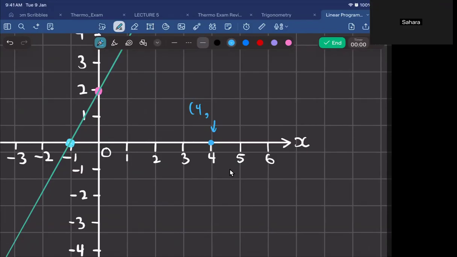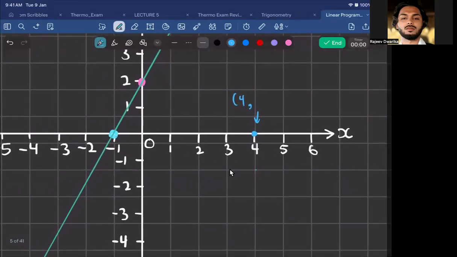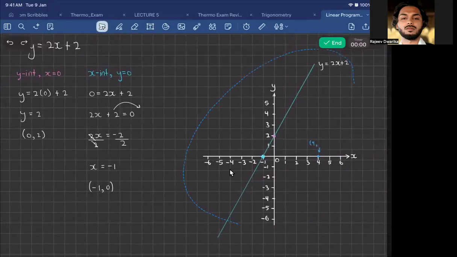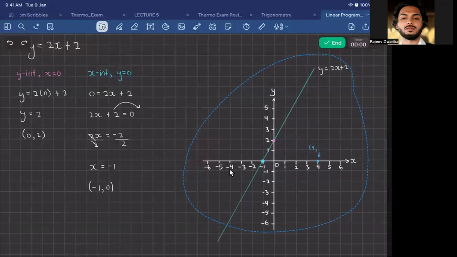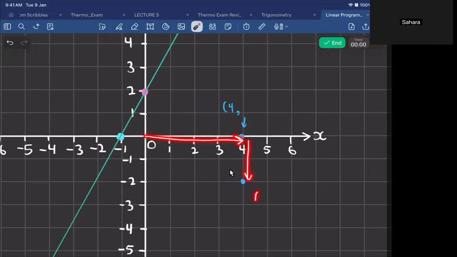No, it'll be 0. It'll be 0 because the y value corresponds to our up or down movement. So let me show you something. Let's just say we had this point over here. Let me just fix this graph. Okay, great. So, Sahara, imagine that we had a point over here. How would we reach that point? You would have to move 4 to the right, and then what next? 2 spaces down. Right. So then that point would be 4 spaces to the right, so 4, and 2 down.